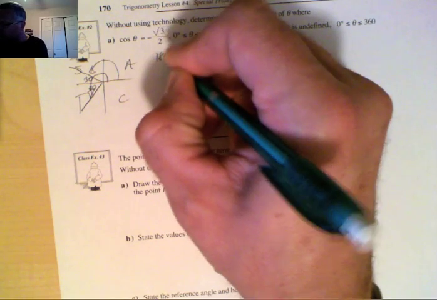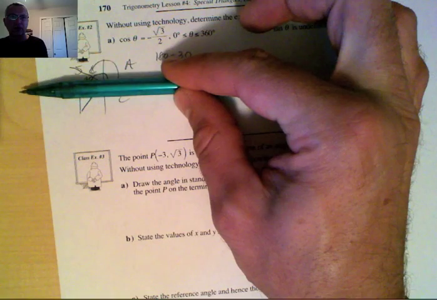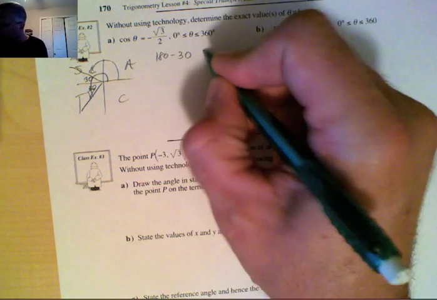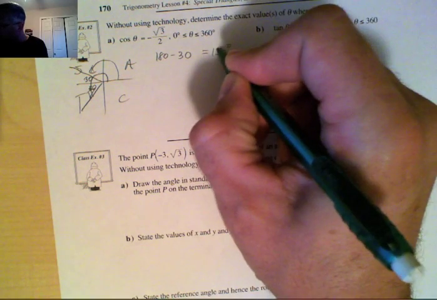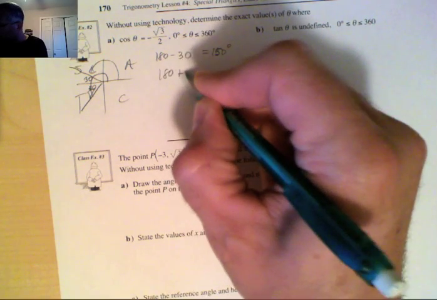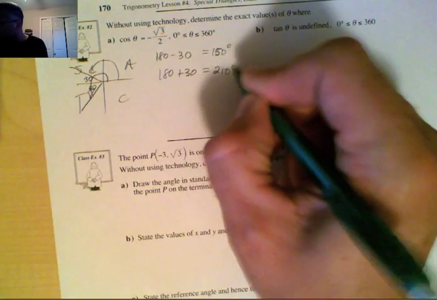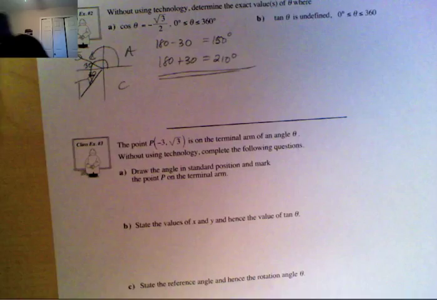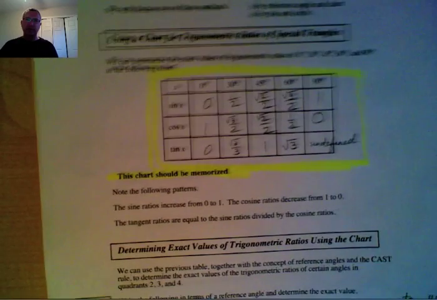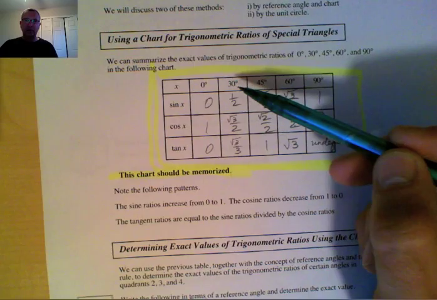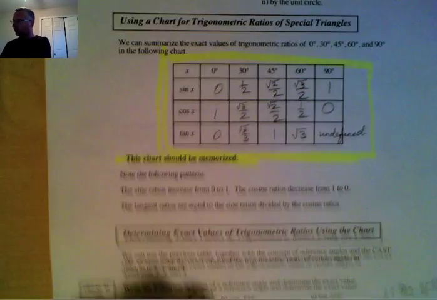Well, in quadrant 2, it's 180 minus 30, because 180 degrees is halfway around, but in quadrant 2 we're going 30 degrees less than that. So one of our answers is 150. In quadrant 3, we're going 180 degrees plus 30 degrees more, which gives us 210 degrees. So what we're actually doing is the reverse of what we were doing a second ago. We're using these answers to help us figure out angles that are in different quadrants.